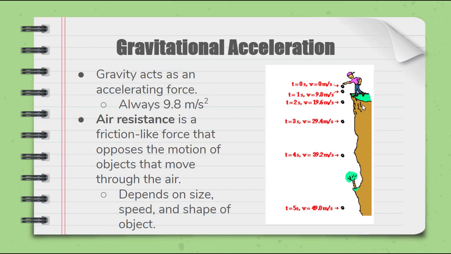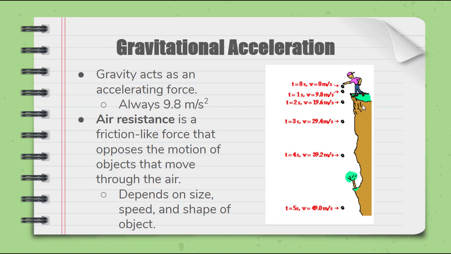So let's talk a little bit about gravity. Gravity acts as an accelerating force. It is always 9.8 meters per second squared, meaning that if I drop a ball and there's no air, again, impossible, but we deal with it, it will accelerate at 9.8 meters per second squared. That means that it gains a velocity of 9.8 meters per second every second that it free falls. So if we start at 0 velocity, at 1 second it will have 9.8 meters per second velocity. At a time of 2 seconds, 19.6, and we continue increasing the velocity.